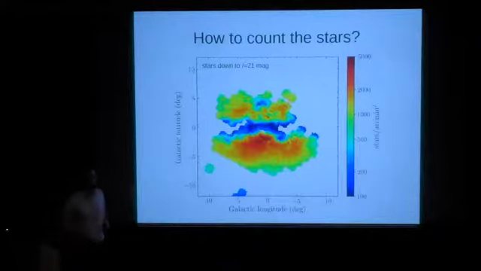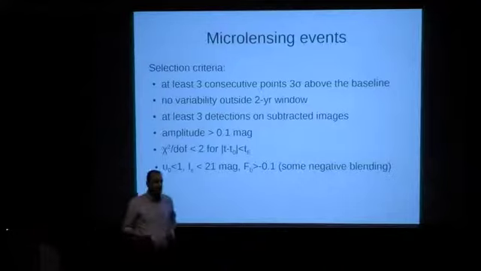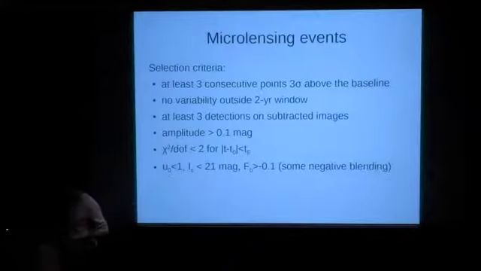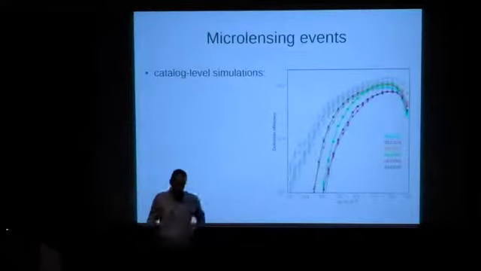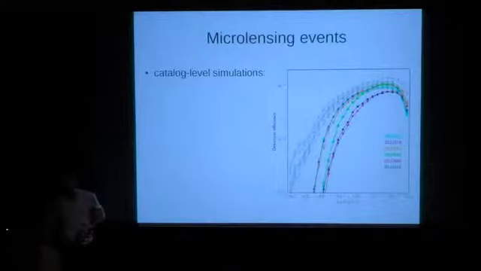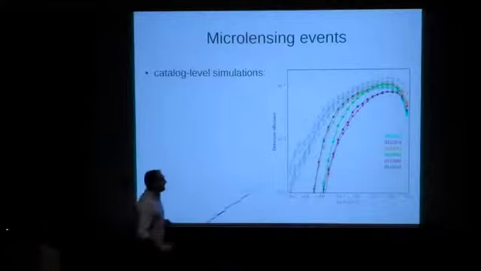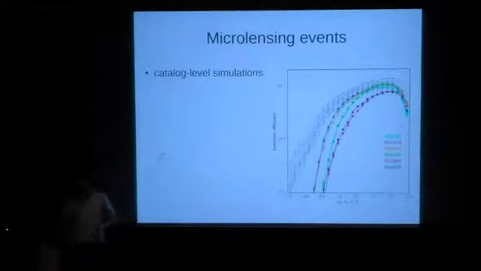The second thing is that you have to find microlensing events, and the selection criteria for microlensing events were pretty straightforward. I don't want to talk about that a lot. We also conducted catalog level simulations in which we injected artificial microlensing events on top of light curves in our databases. So this allowed us to estimate the detection efficiency, and as you can see, we can still find events with timescales of about 1 and 2 days.